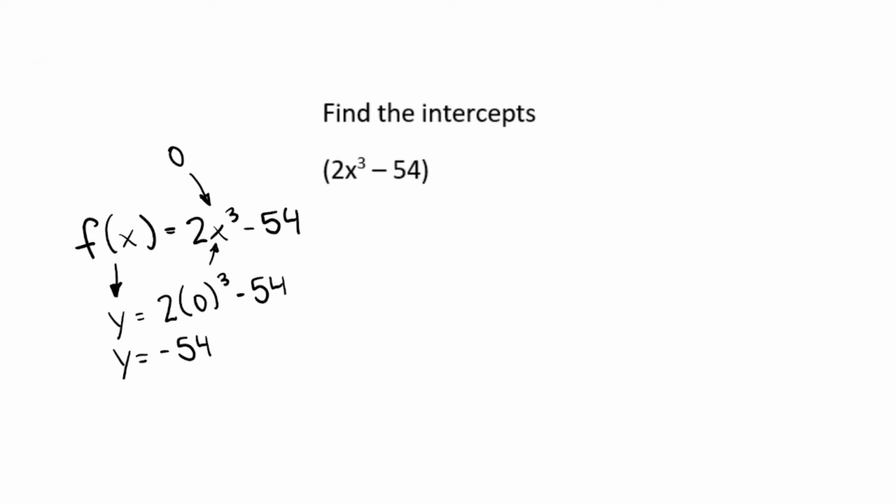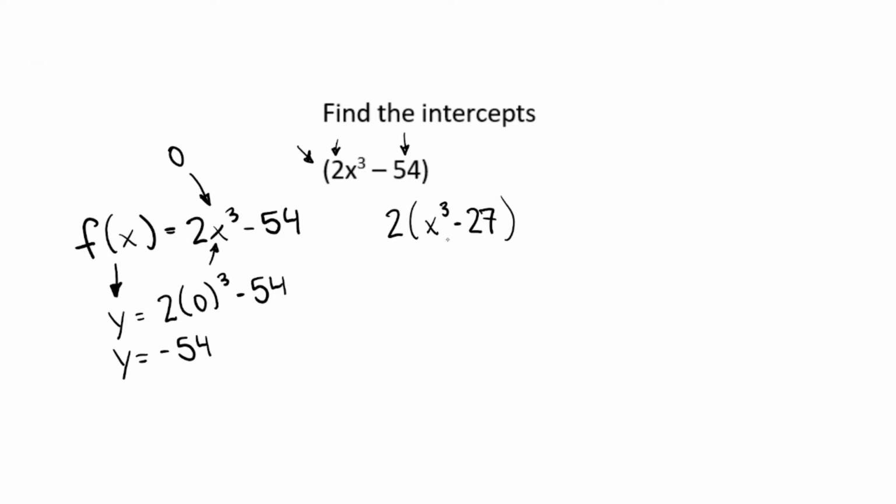So to factor the equation, I'm looking at this equation here. I notice that there is a 2 and a 54. They're both even, so I can factor out a 2. Let's see what it looks like after we factor out the 2: 2 times x cubed minus 27.